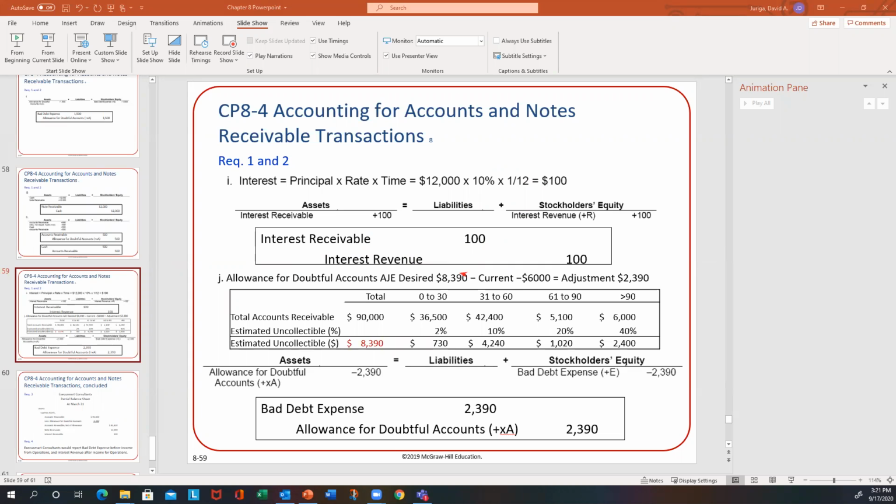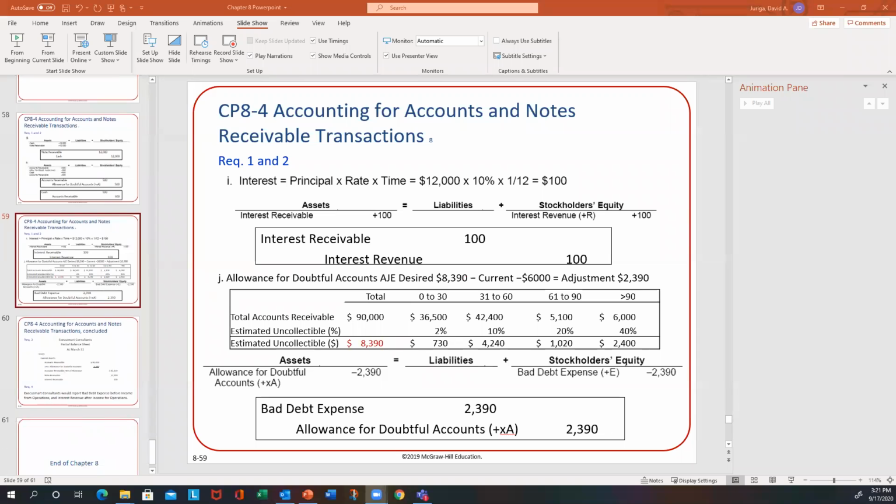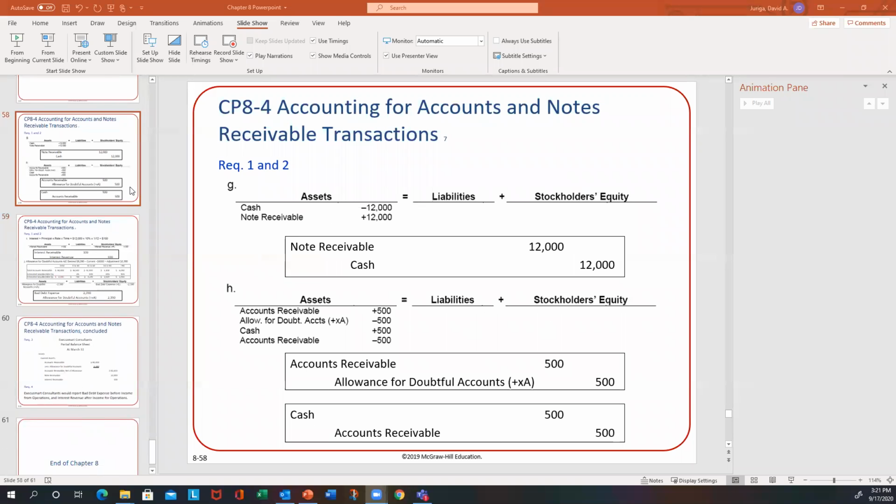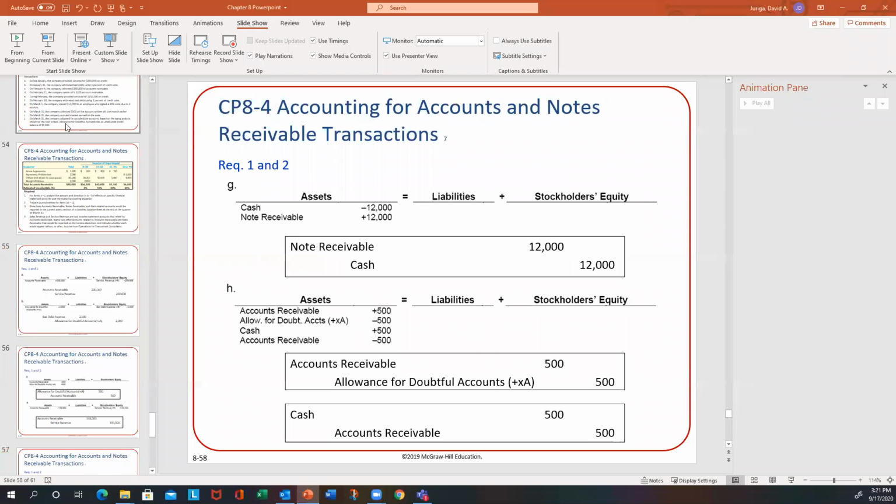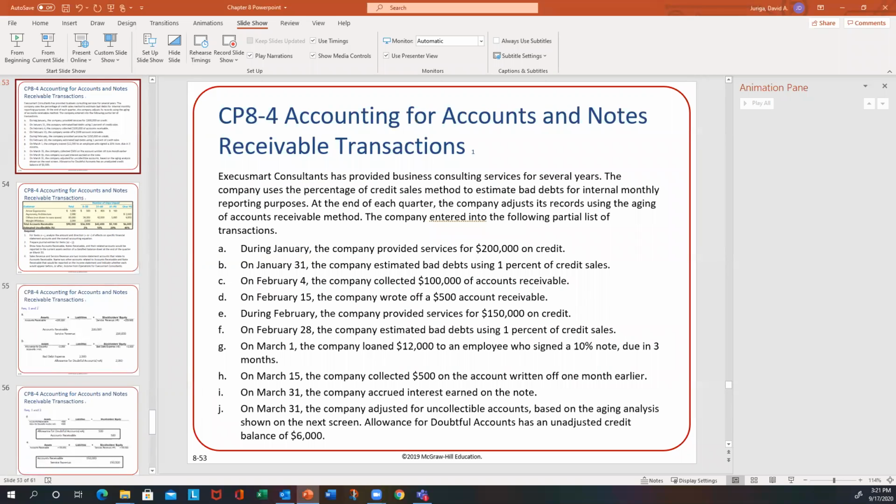Okay. Now the tricky one is when you get to letter J. So let me go back and let me show you this on the problem. Letter J says they adjusted for uncollectible accounts based on the aging analysis shown on the next screen. I'll go back to the aging. And then they give you what the allowance account is at that point. They're saying, assume the allowance account has an unadjusted credit balance. So you're going to need that to get that adjusting entry on March 31st.